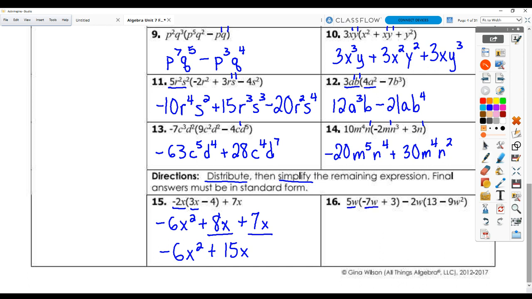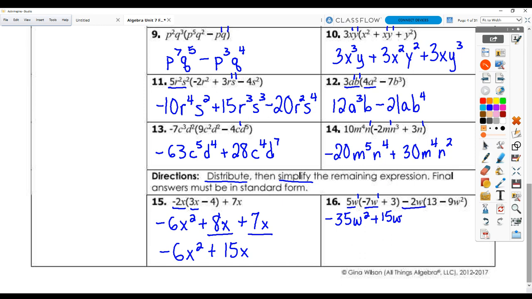5w times negative 7w is negative 35w squared. Because w to the 1st times w to the 1st is w squared. And then 5w times 3 is plus 15w.